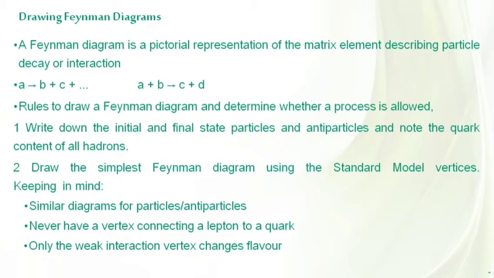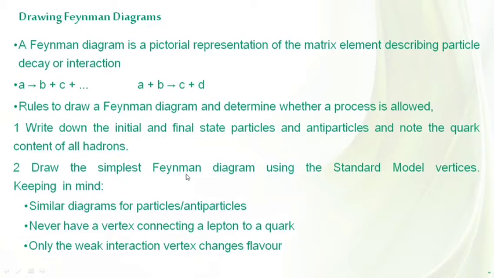These are the rules. First, write down the initial and final state of the particles and antiparticles, and note down their quark contents in case of hadrons. Then draw the simplest Feynman diagram using the standard model of particle physics and their interactions in vertices. That is the simplest Feynman diagram you have to draw. There are an infinite number of Feynman diagrams possible for single interactions, keep in mind. Draw similar diagrams for particles and then antiparticles.